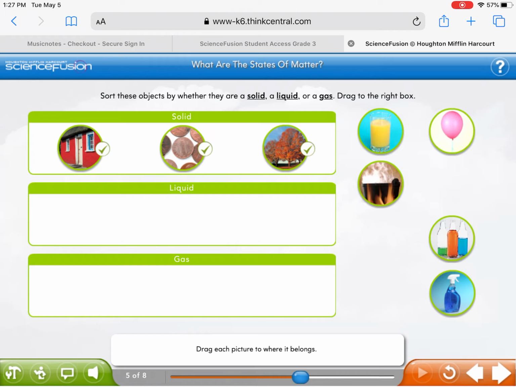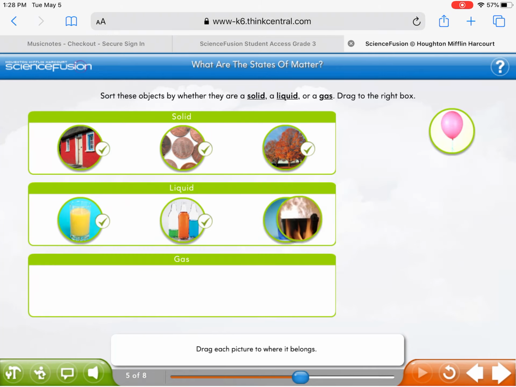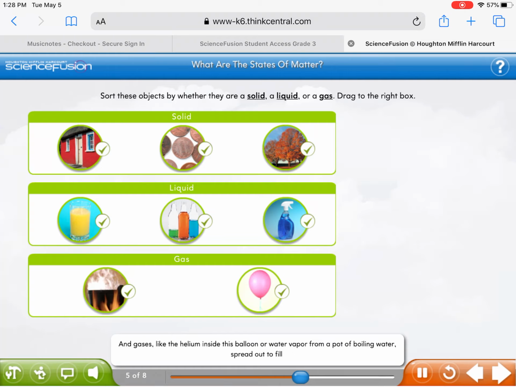Liquids have a volume, but don't keep the same shape. So the drink is liquid, these bottles are liquid, and the Windex is liquid. And a gas is coming off the pot, and the balloon is filled with gas. You got it! A tree, a house, and a coin are all solids because they have a definite shape and volume. Juice, oil, and window cleaner are liquids. They take the shape of their containers, but they have a definite volume. And gases like the helium inside this balloon or water vapor from a pot of boiling water spread out to fill their containers because they do not have a definite shape or volume.